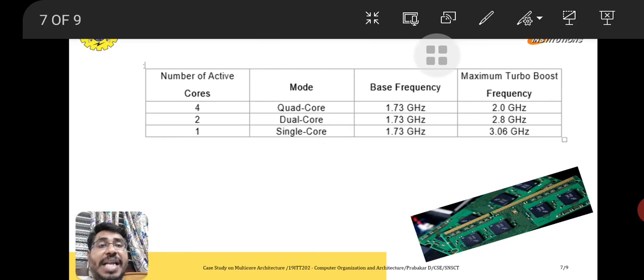With only one single processor, which means single core, the same 1.73 gigahertz base frequency is used, and we go up to 3.06 gigahertz for increasing the Turbo Boost.